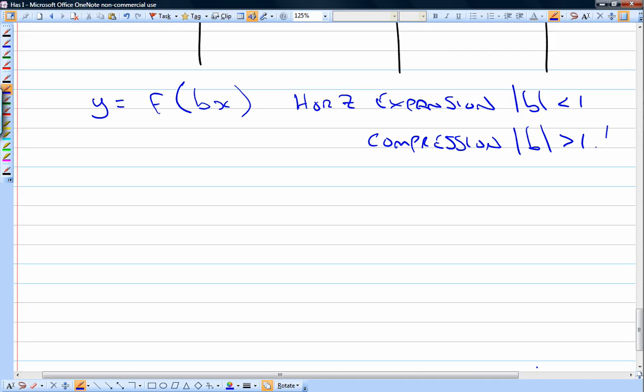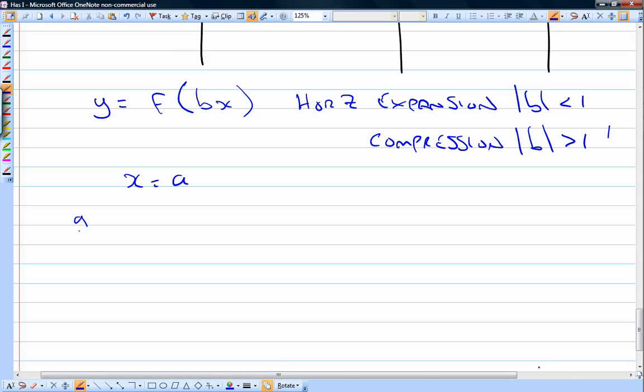And again, we can see we're kind of doing the opposite. When I have a small number, I'm going to expand it. When I have a big number, I'm going to compress it. And that again comes out of doing the algebra. If I'm at my x equals a, I go to bx. I want to know what happens to a. So a is now 1 over b times a.